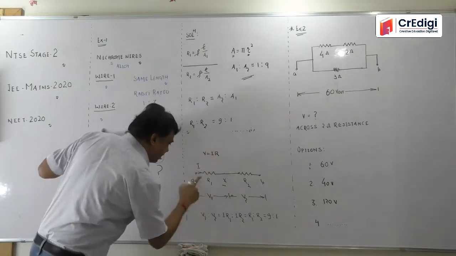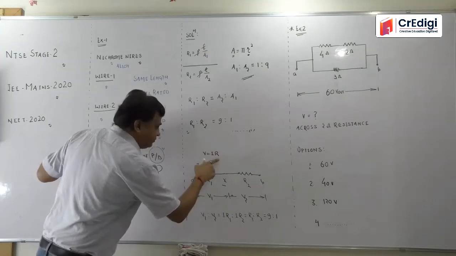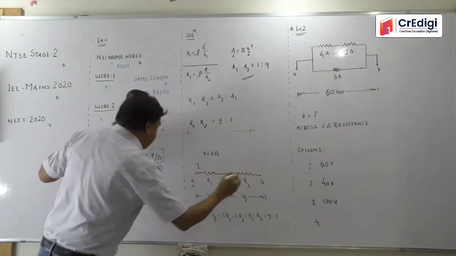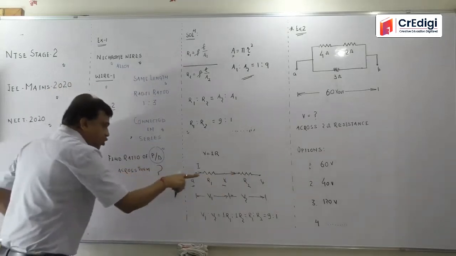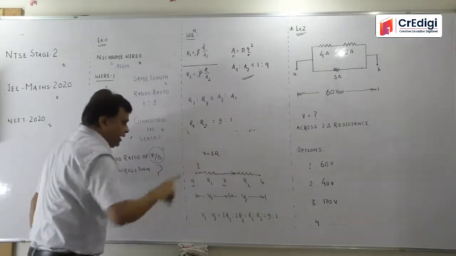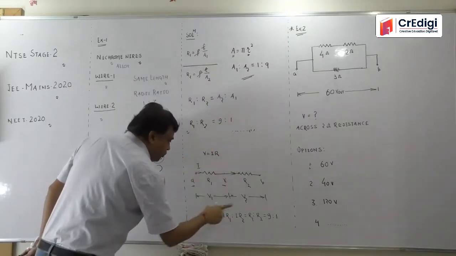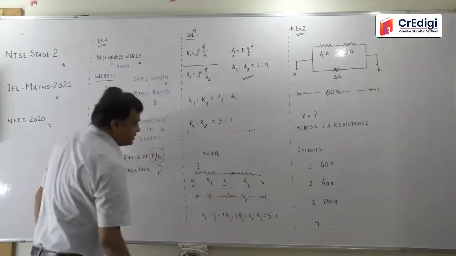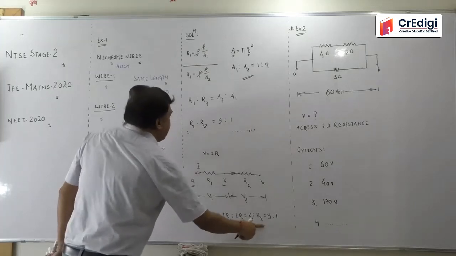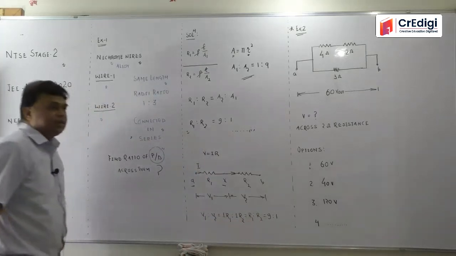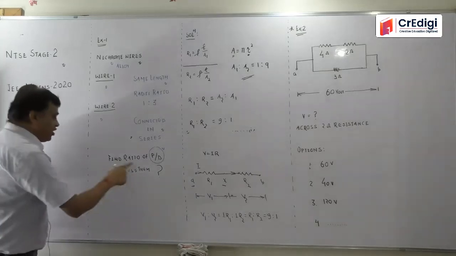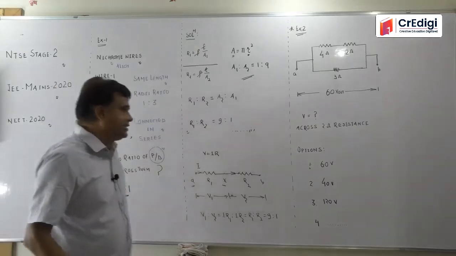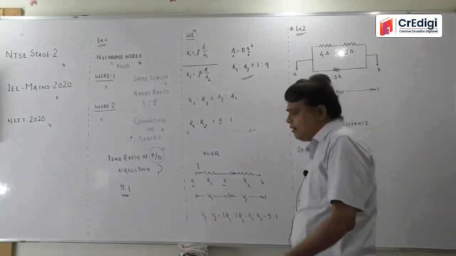So potential difference across 1 is I into R1. Potential difference across 2: the current is the same, because in a series connection there is no division of current, so the same current is flowing. So V2, the potential difference across resistance R2, will be I into R2. Find the ratio, I gets cancelled out, so it is R1 is to R2, and R1 is to R2 is 9 is to 1. So you can answer that the ratio of potential difference will be 9 is to 1. It was asked in the NTSE Stage 2 examination, and I just solved it for you.